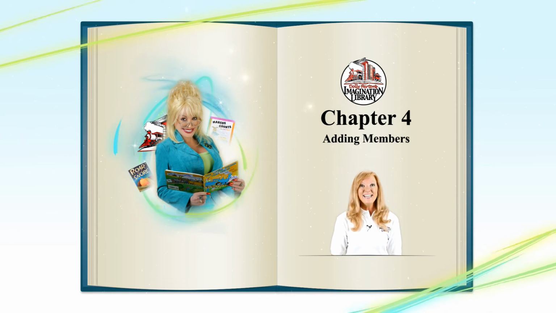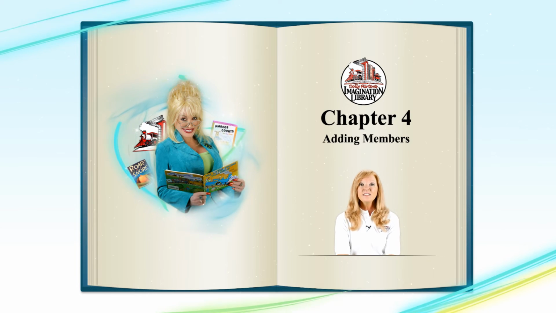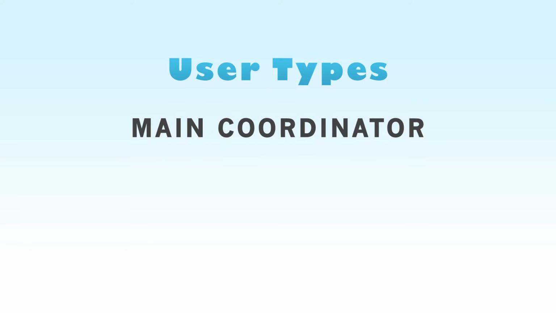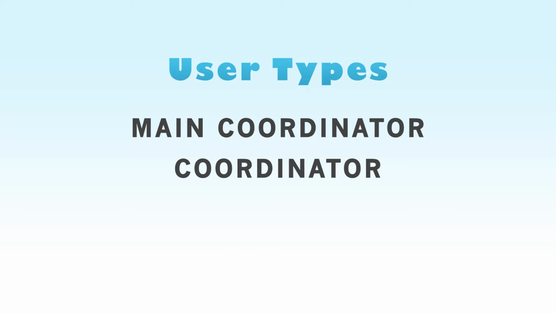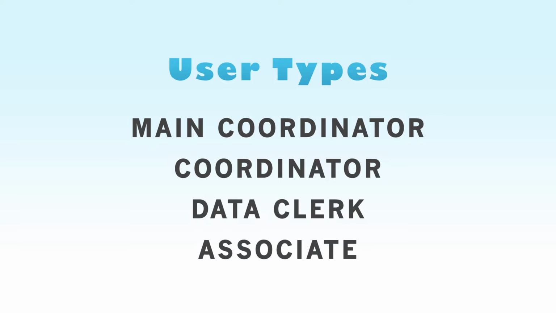Now that everything is in place and set up in your BOS, let's talk about adding members of your team to the BOS. The BOS has been designed to be efficient for programs both large and small. Some programs have just 1 or 2 people to manage their database, and then there are some that require many, many more. We've identified the main roles needed in general for programs of any size and have created user types for those roles, which are Main Coordinator, Coordinator, Data Clerk, Associate.